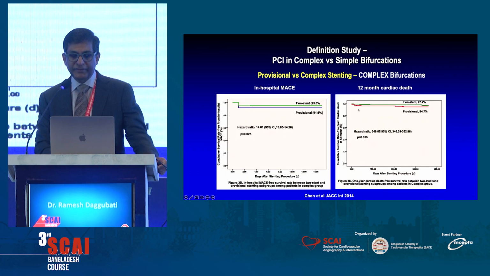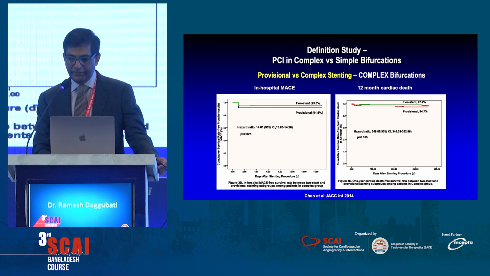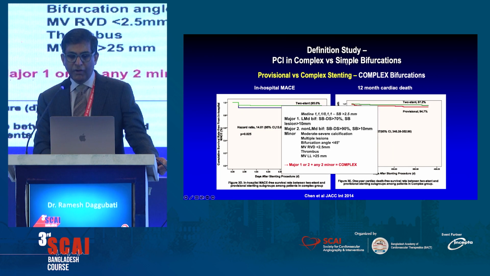This is a definition study that actually looked at provisional versus complex stenting. If it is a complex lesion, go for a complex stenting, which is the DK crush technique. If it is a simple lesion, go for a provisional, which is a simplified stenting. So how do you define on the definition study?